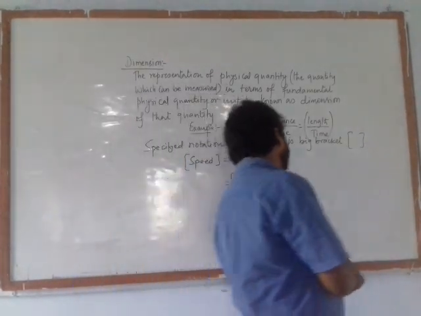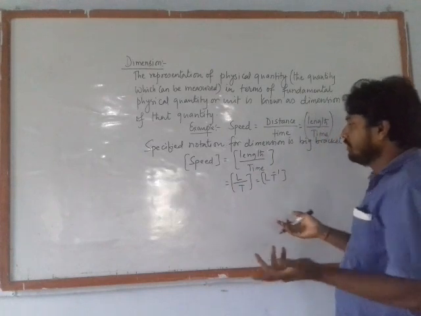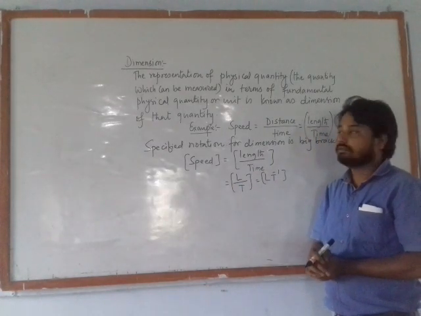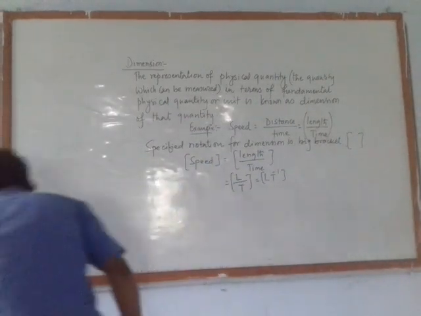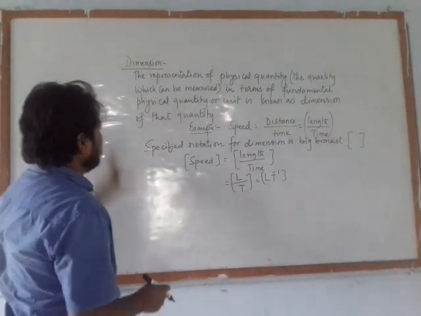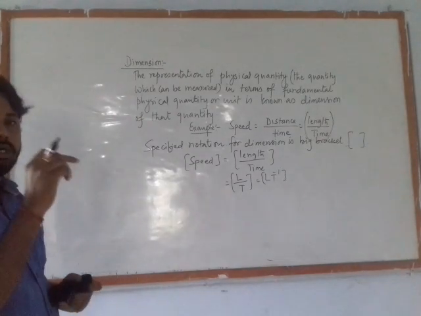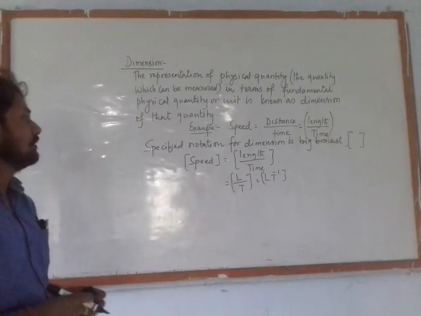Now the question can arise: how do we know what to represent for which quantity in terms of dimension? So let us see that. It's very easy. I will write here the 7 fundamental physical quantities and which particular symbols are to be used to write the dimension.